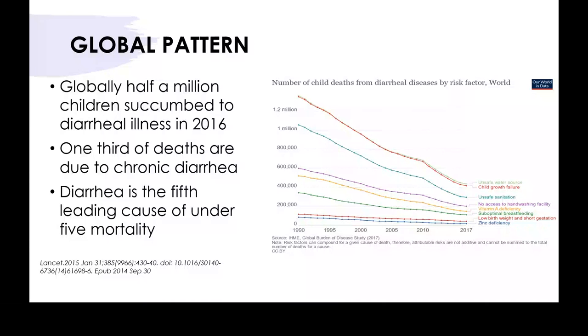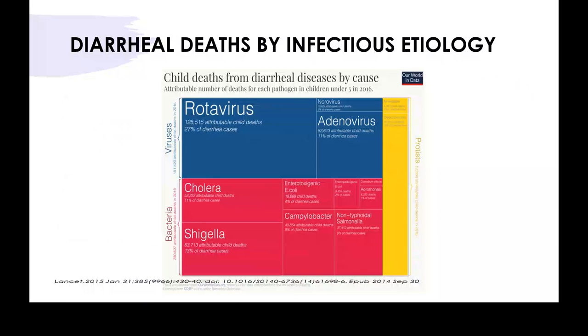Right. If you look at the diarrheal deaths by infectious etiology, still the viruses are the predominant causes. So if you look here, viruses are the predominant causes, followed by adenoviruses. Then even cholera and shigella, which are predominantly in the African and sub-Saharan countries. So it is the predominant cause of death due to diarrheal illness.